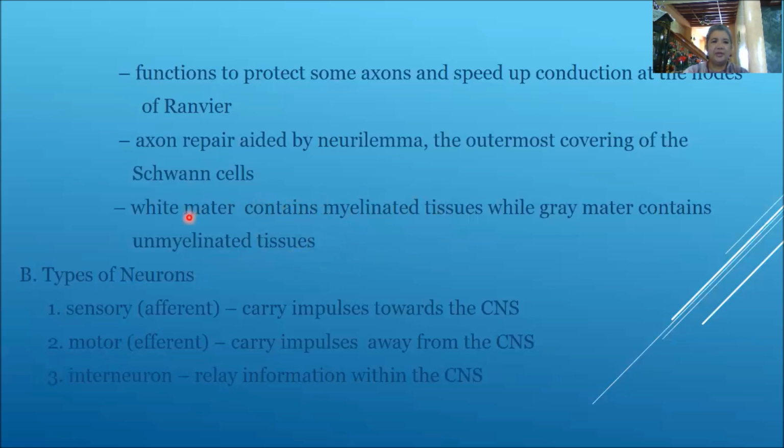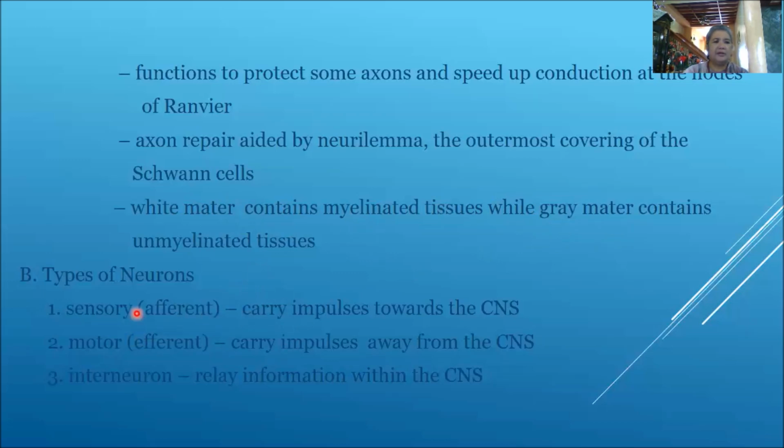And if you will remember, the white matter of the brain and the spinal cord is made up of fibers, while the gray matter of the brain and the spinal cord is made up of cell bodies. But this is not absolute also, because there are some white matter which will have cell bodies, and there are some gray matter which will have nerve fibers. This refers only to the general whole.